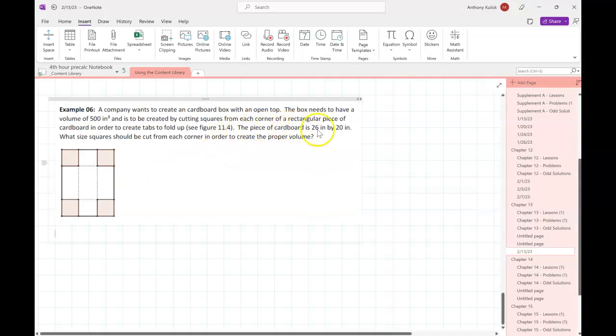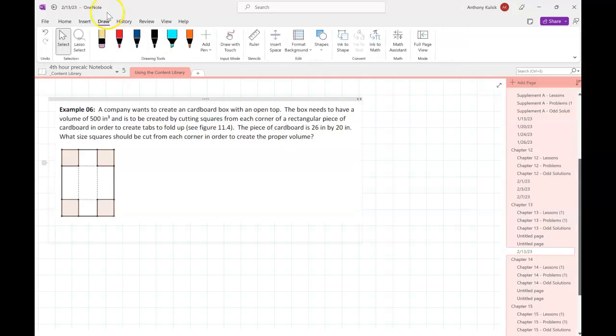Okay. The piece of cardboard is 26 by 20 inches. What size squares should be cut from each corner in order to create the proper volume? Okay. So let's start just by writing down some of the stuff that we know. So we know the box has to have a volume of 500 cubic inches, right?